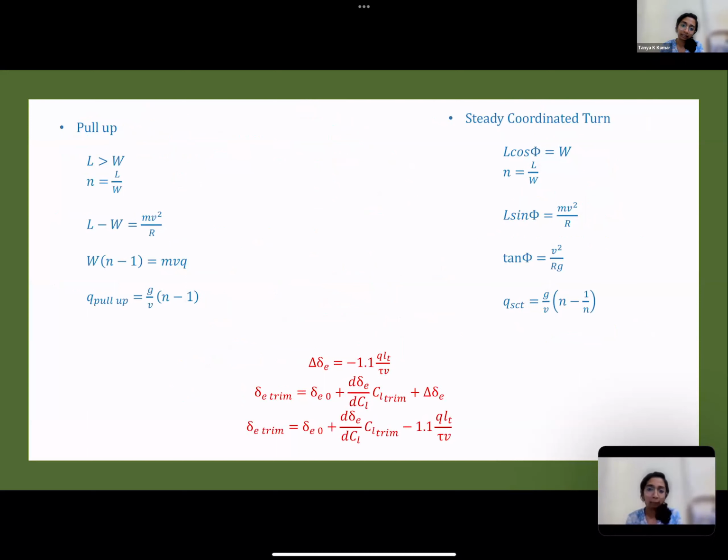In pull up and steady coordinated turn, your lift is not equal to weight. So there is a load factor N. N is nothing but lift upon weight. For a cruise, how much is the load factor?